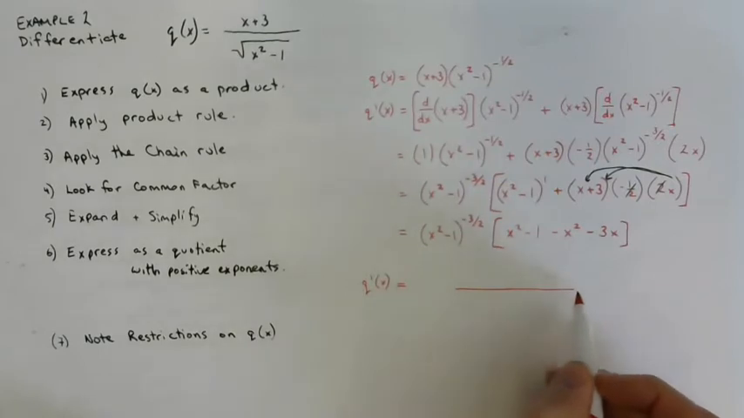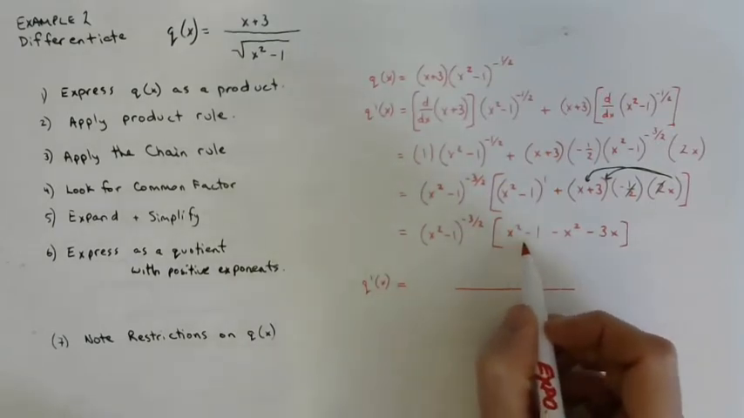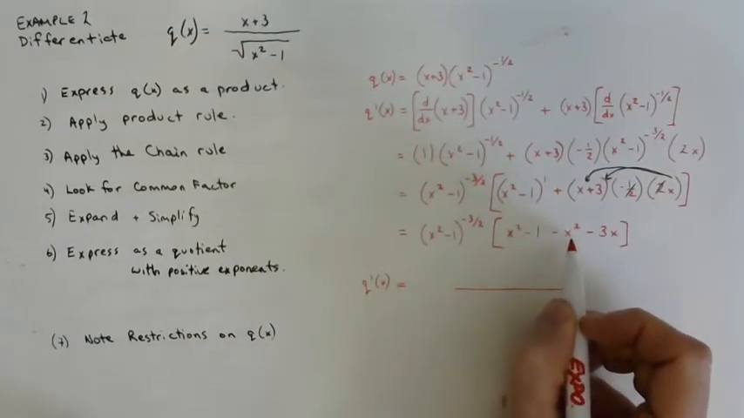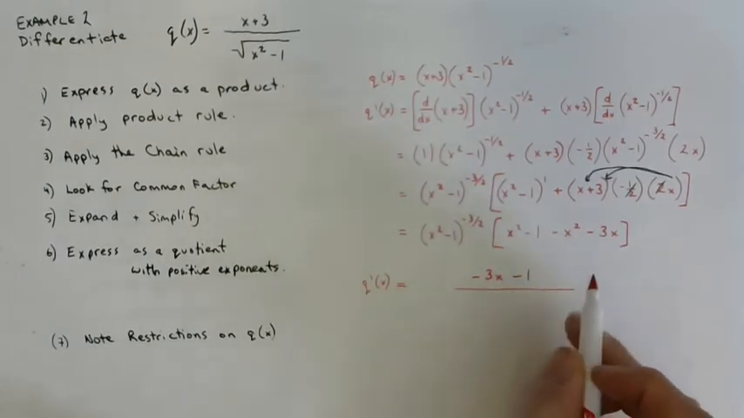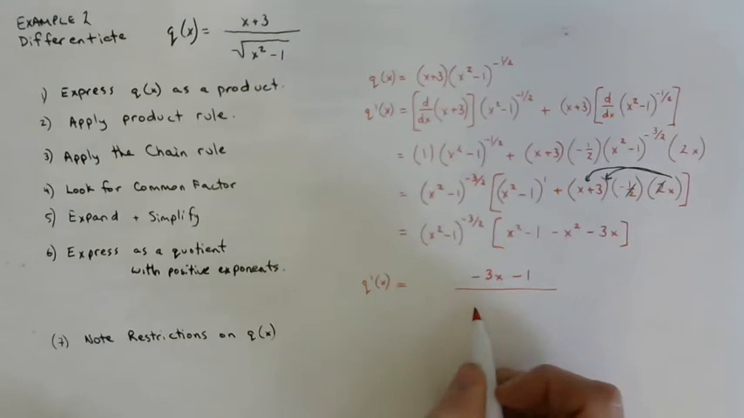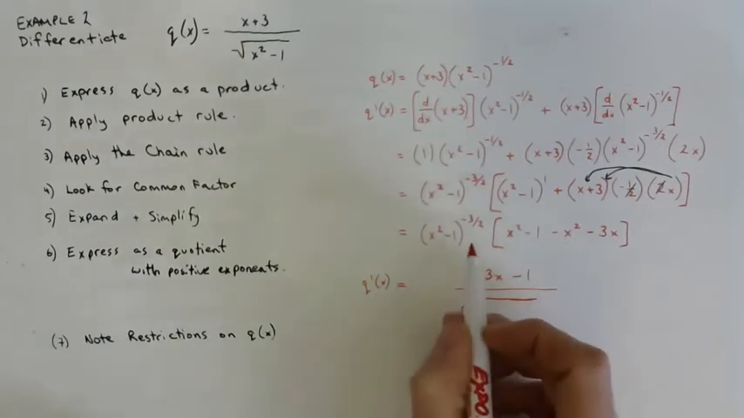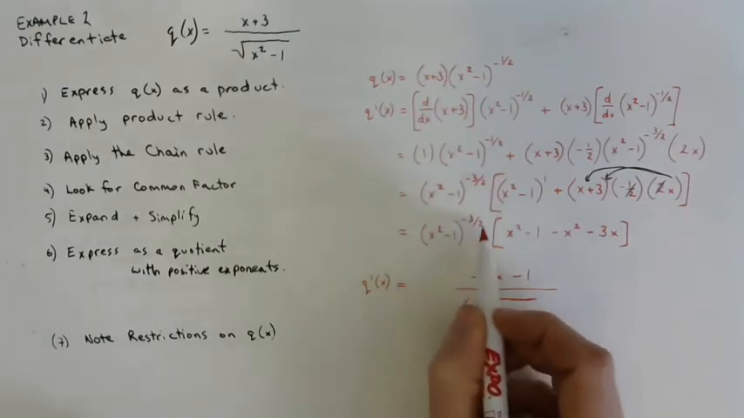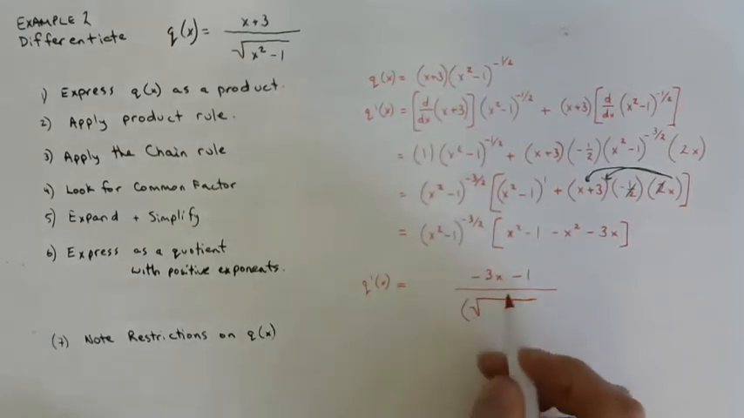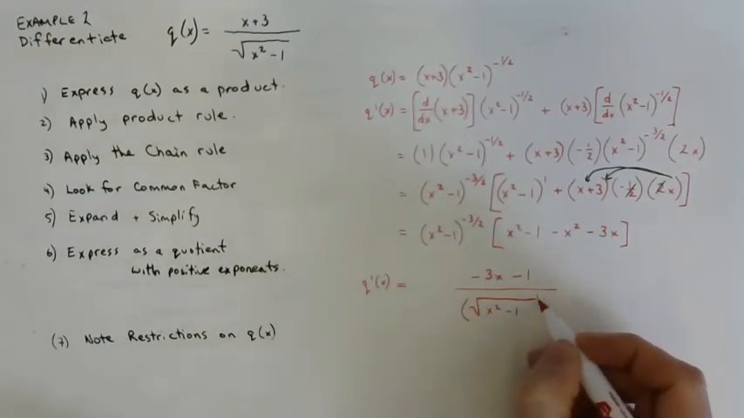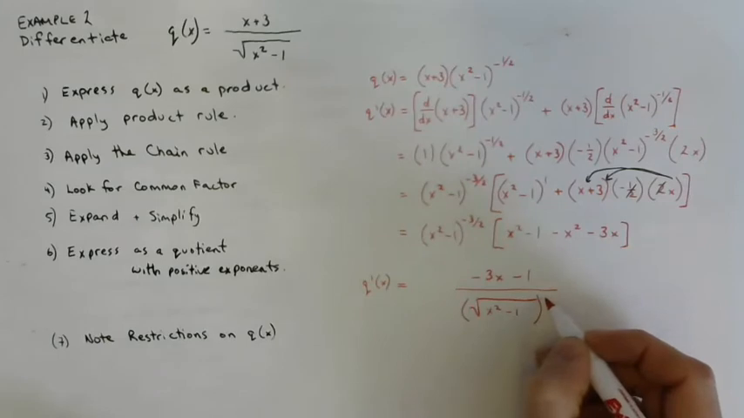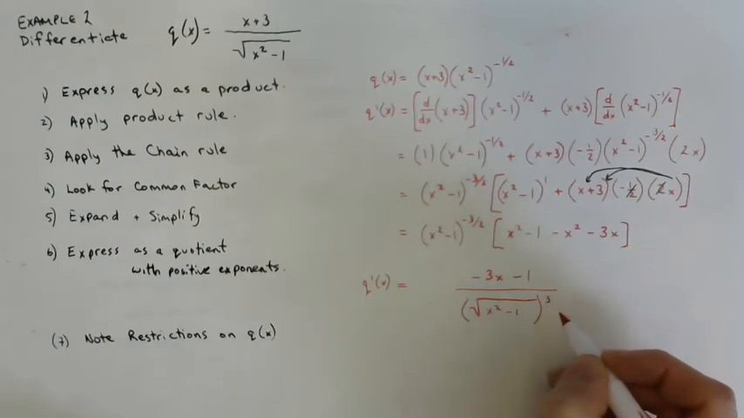I'll do the numerator first because that's easier to see. We've got x squared minus x squared. They cancel out. So we have negative 3x minus 1. And then in the denominator, and you might need to go back and practice how to express fractional exponents as roots, we have the square root of x squared minus 1 to the power of 3.